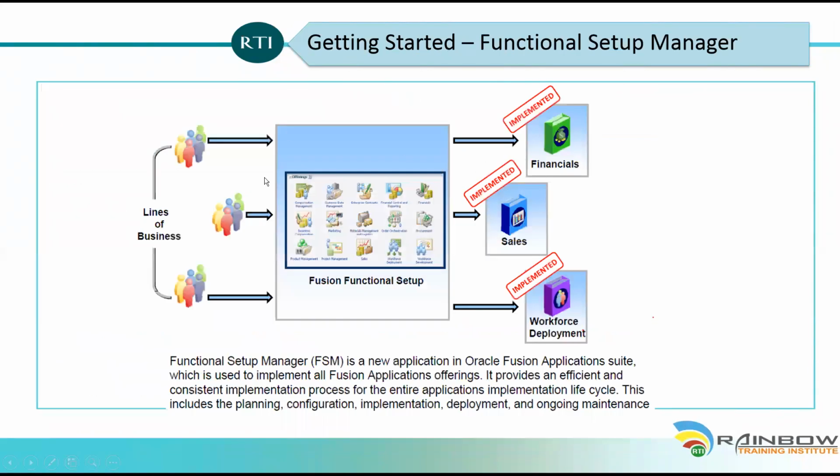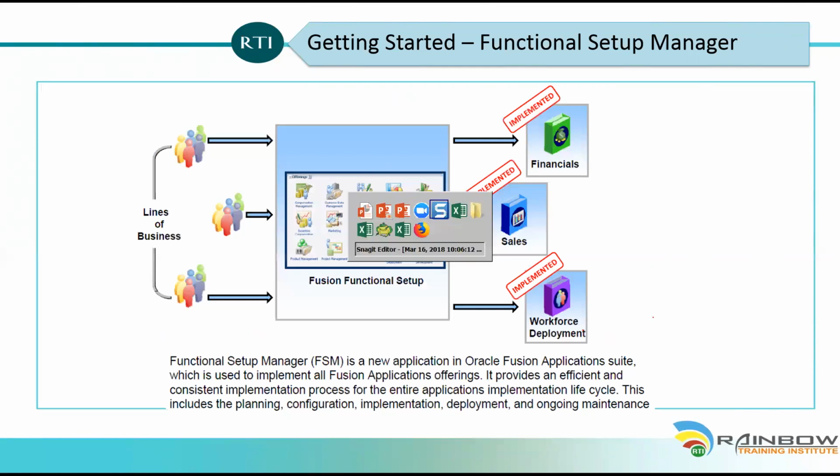Okay, so this is what happens. Typically, for any implementation, as I said, all those things like offerings, functional areas, features, everything will be here. Based upon the line of business, we will implement finance or sales or workforce deployment, based on what is configured in our functional setup manager with respect to offerings, functional areas, features and business objects, and we do the implementation. That is the typical flow actually.